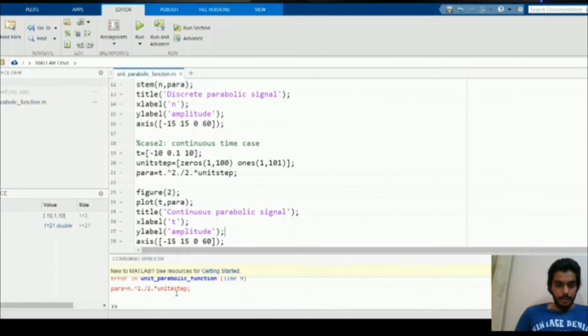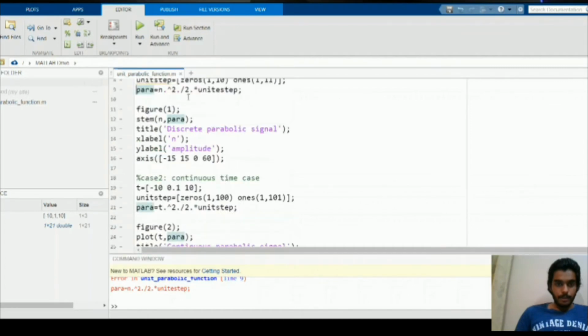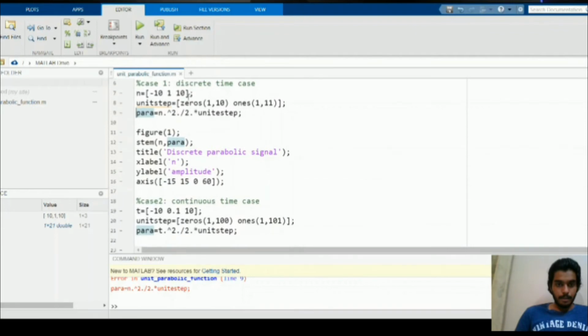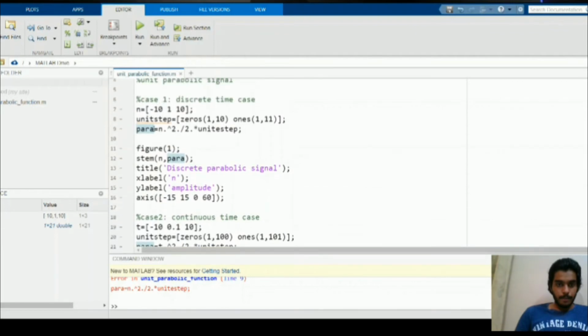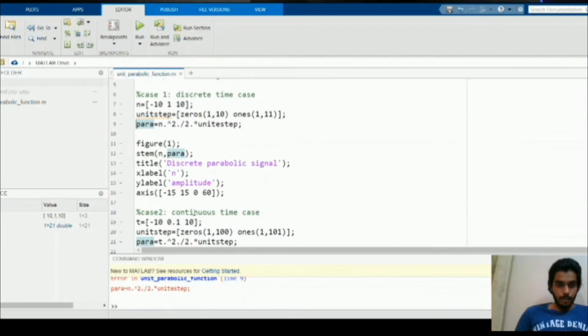We are having an error over here at line number 9. Let us look into it. Line number 9, para, unit step zeros, para equal to n dot... it's actually unit step, right? Yeah, unit step. So let us now try it again.